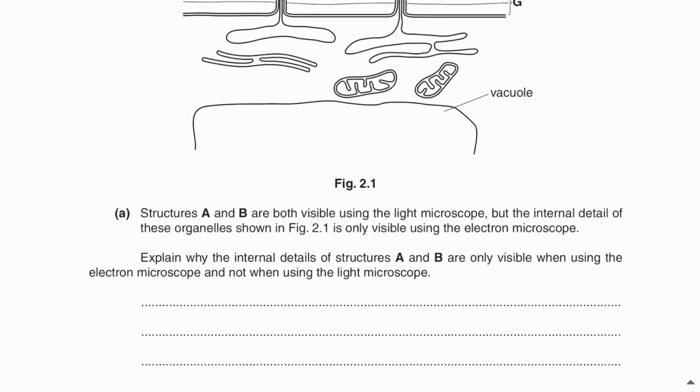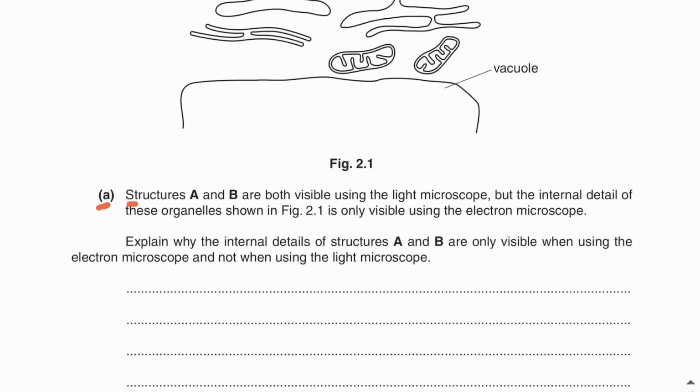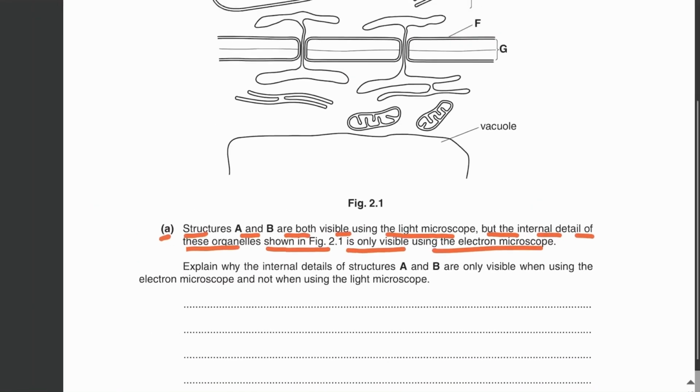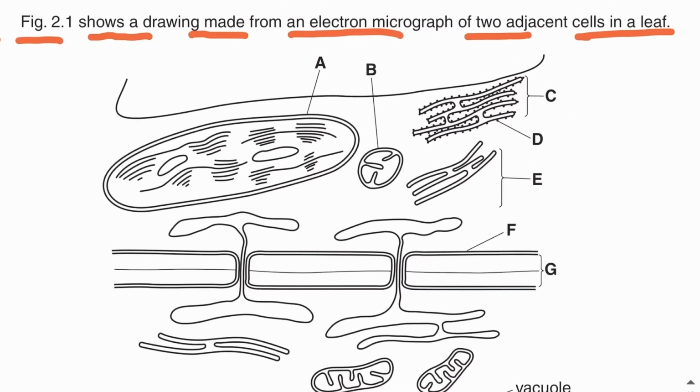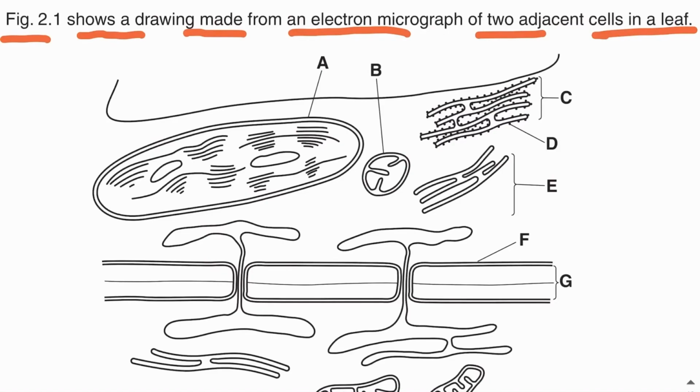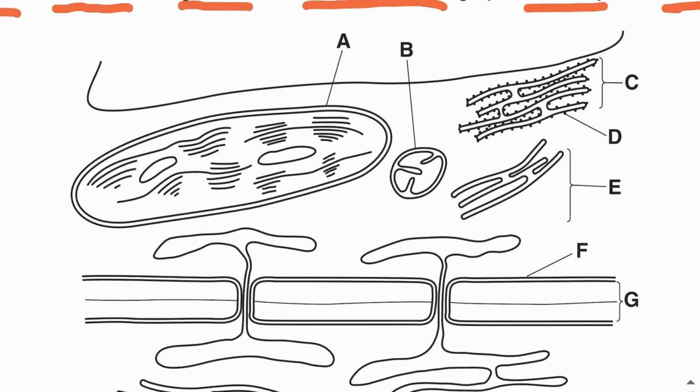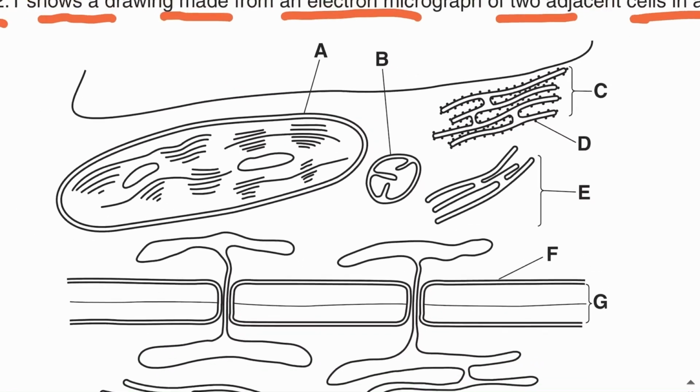Okay, part A. Structures A and B are both visible using the light microscope, but the internal detail of these organelles shown in figure 2.1 is only visible using the electron microscope. So they are saying that the structures A and B that we can see in the drawing are also visible using the light microscope, but in the light microscope we do not see very much detail of these structures.